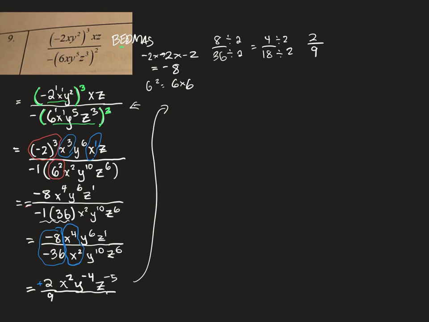Okay, now the only thing to do is clean it up with the negative exponents. The 2 over 9 is going to stay where it is, nothing happening there. X squared will stay where it is because it doesn't have a negative exponent, it has a positive 2 exponent. But if we move this y to the negative 4 to the denominator, the exponent can change to a positive. And same thing with the z. And that would be our final answer. And there we go. I hope that helped.